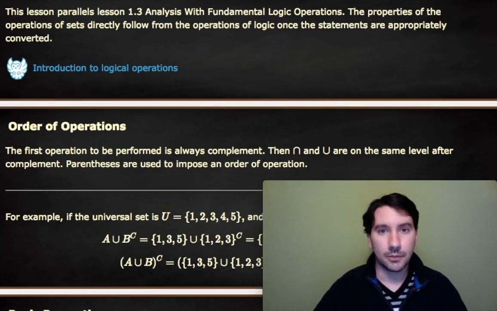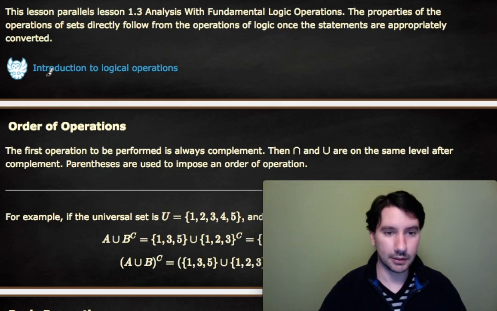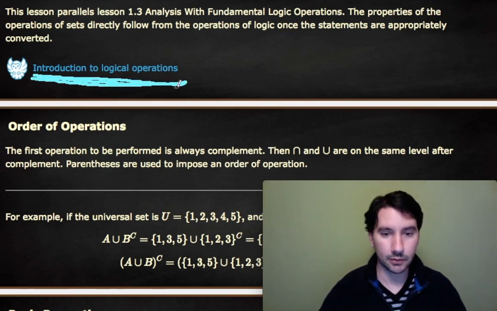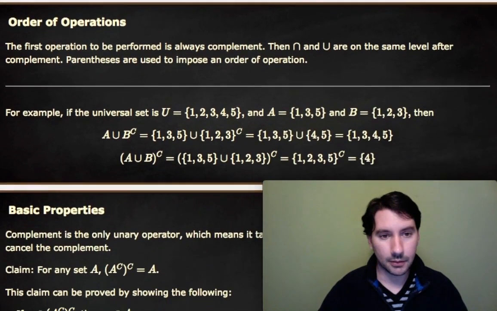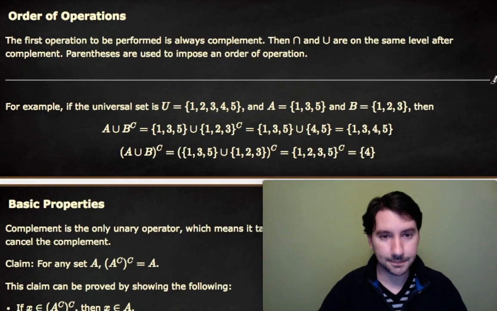Now that you know what the fundamental operations of set theory are, union, intersection, and complement, we want to talk about how to do analysis with those operations. These operations are very similar to the logical operations and, or, and not. So if you follow this link here, you can see how these operations act very analogously to those.